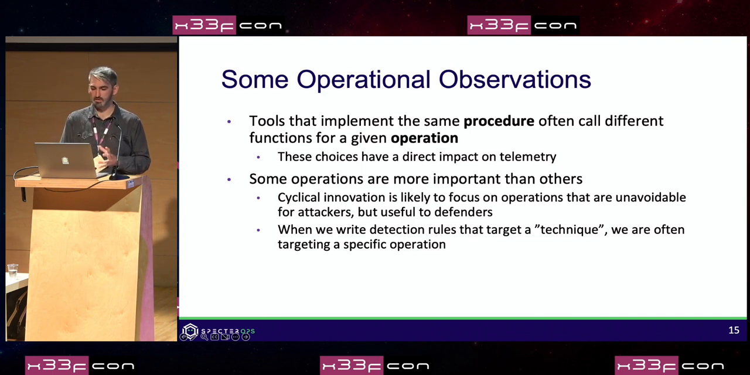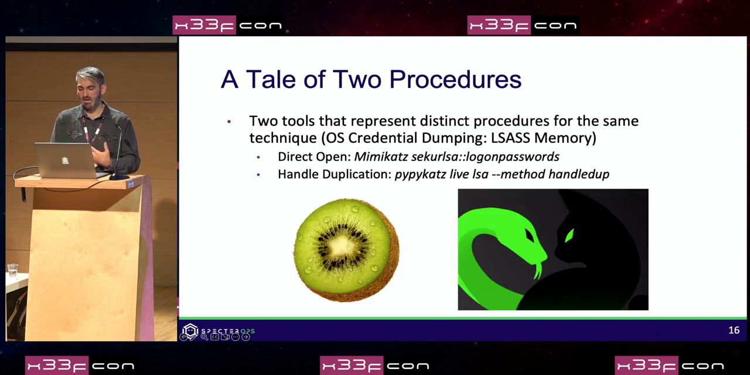And I'm going to go through an example here where we can see these observations play out. And there's a lot of other very well-known techniques where we see these observations play out as well. But I chose to talk about LSASS credential dumping today because I think it's generally very, very well understood. There's a lot of tooling that can be deemed as LSASS credential dumping, but I'm going to take two really well-known distinct procedures for this technique and dive into those a little bit to show you how Cartographer actually represents a given procedure for a technique.